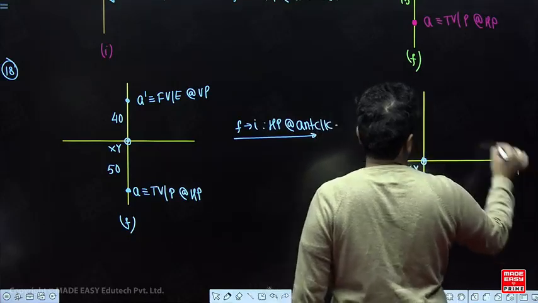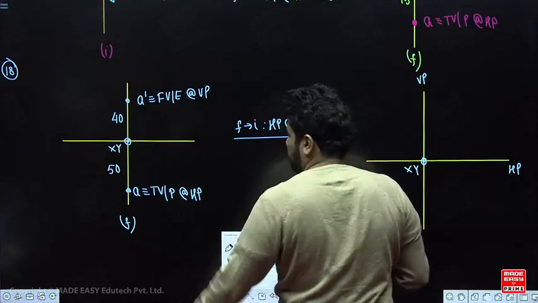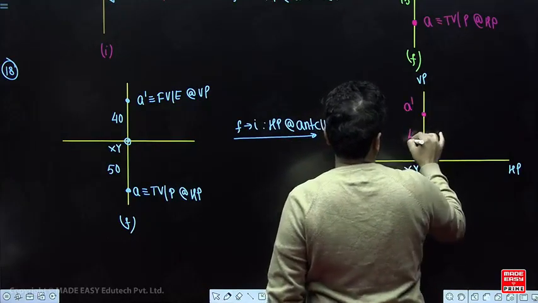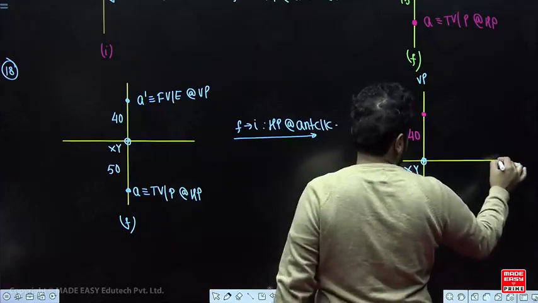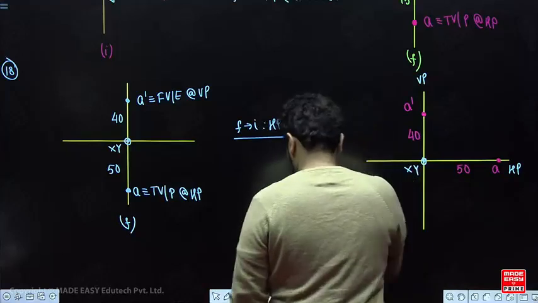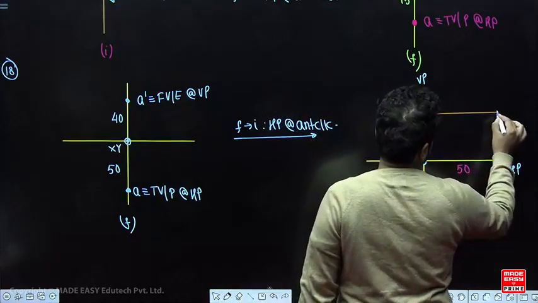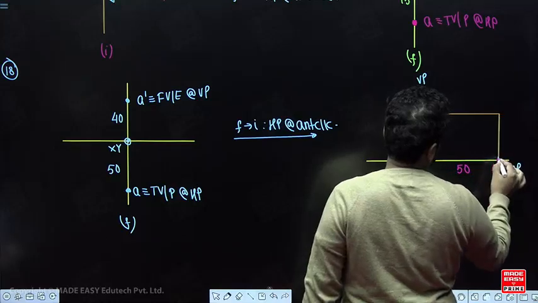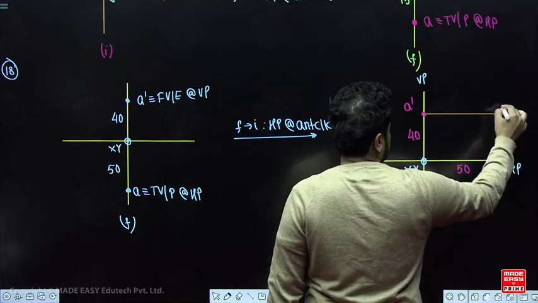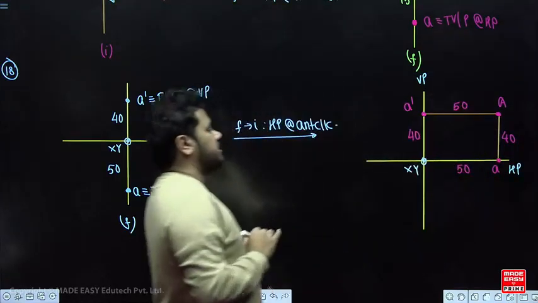This will become HP and this will become VP, isn't it? Now where are the points? Points 40. So let us say this is your A dash and this is at 40 and this is your 50 and this is your A. This is how it will happen. So where will be the point? So if you see the point, isn't it? So this is the location of the point. This is your A. So this is your 40 and this is your how much? 50. So which option is correct?